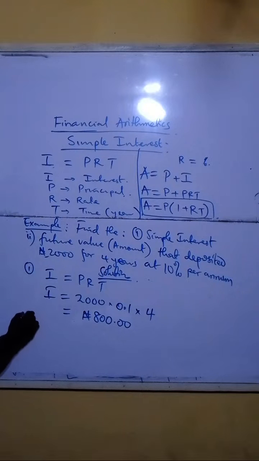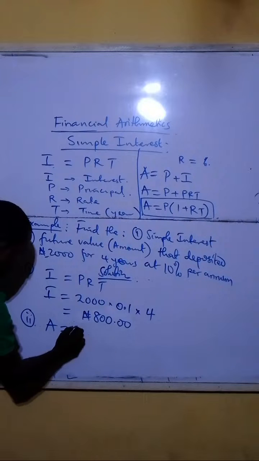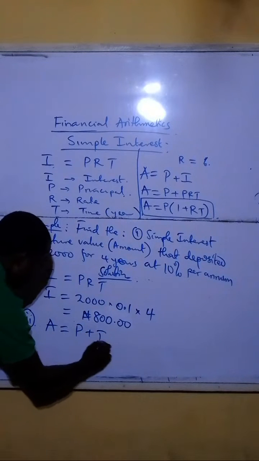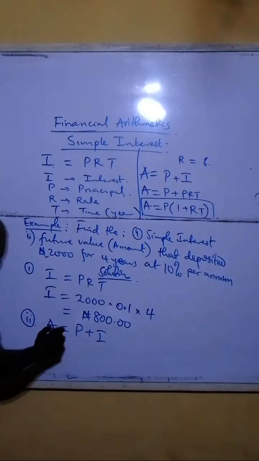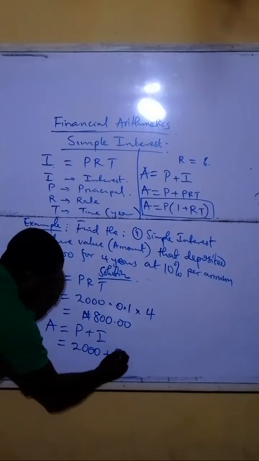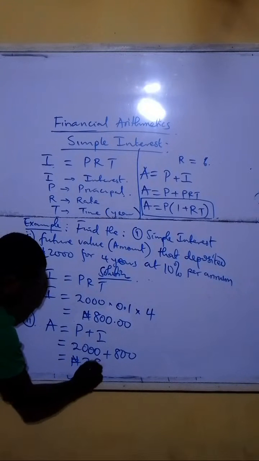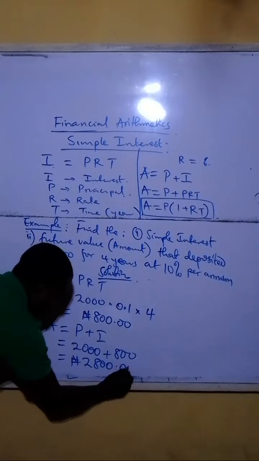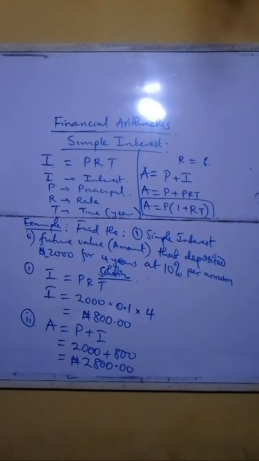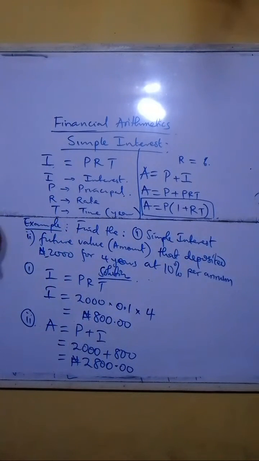The second question now says we should find the future value, that is the amount, and recall that amount means principal plus interest. So amount here is now principal, which is 2000 naira, plus the interest, which is 800, which implies the amount is now 2800 naira 00 kobo. So here we have the amount in the account. Okay, so that is that about the simple interest there.